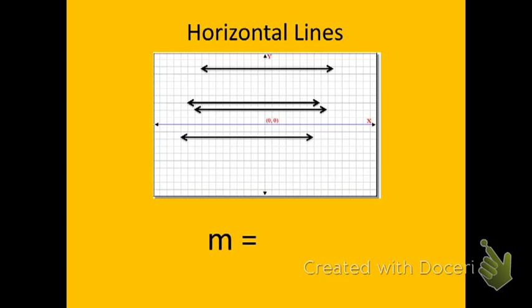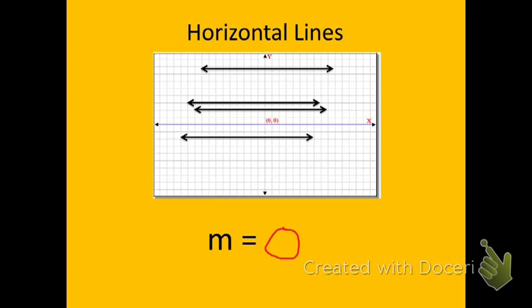So horizontal lines, if you think of it in terms of steepness, has no steepness at all. It's not going uphill, it's not going downhill, so to represent no steepness, you would say it has no slope. So all horizontal lines have a slope, or m, equals 0. You could also use the formula to get to that same conclusion.